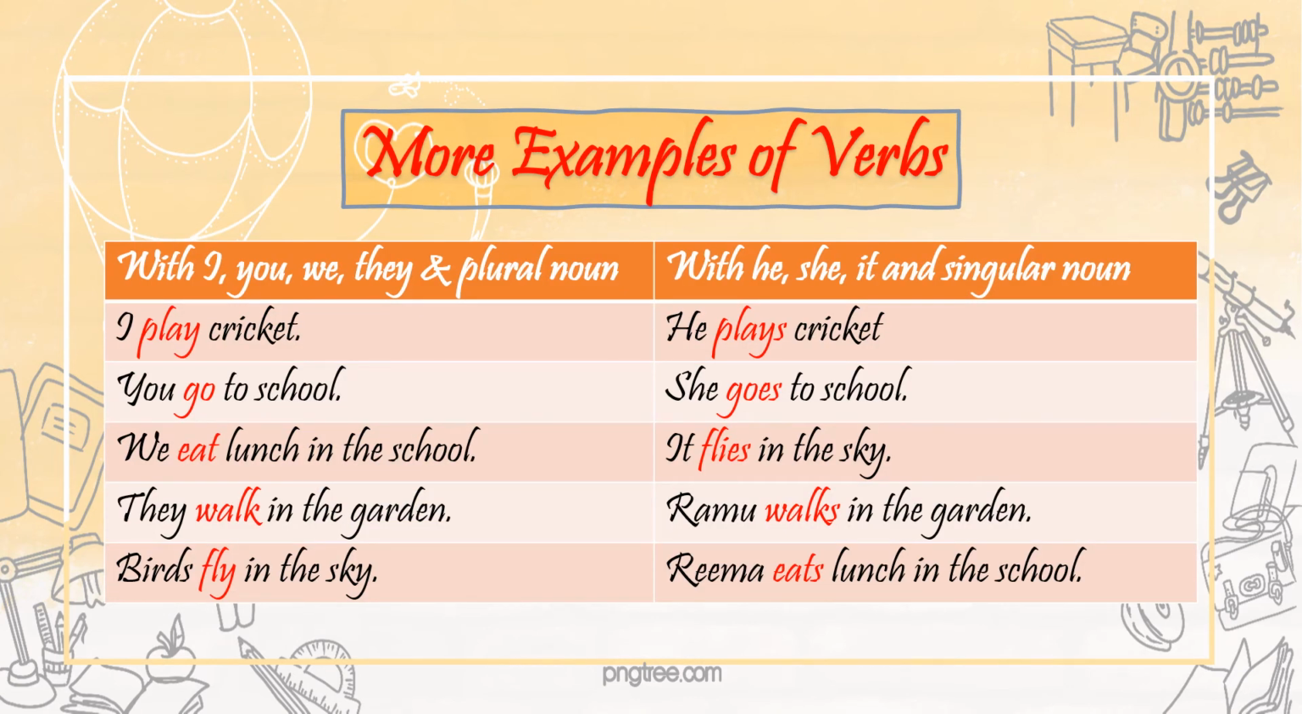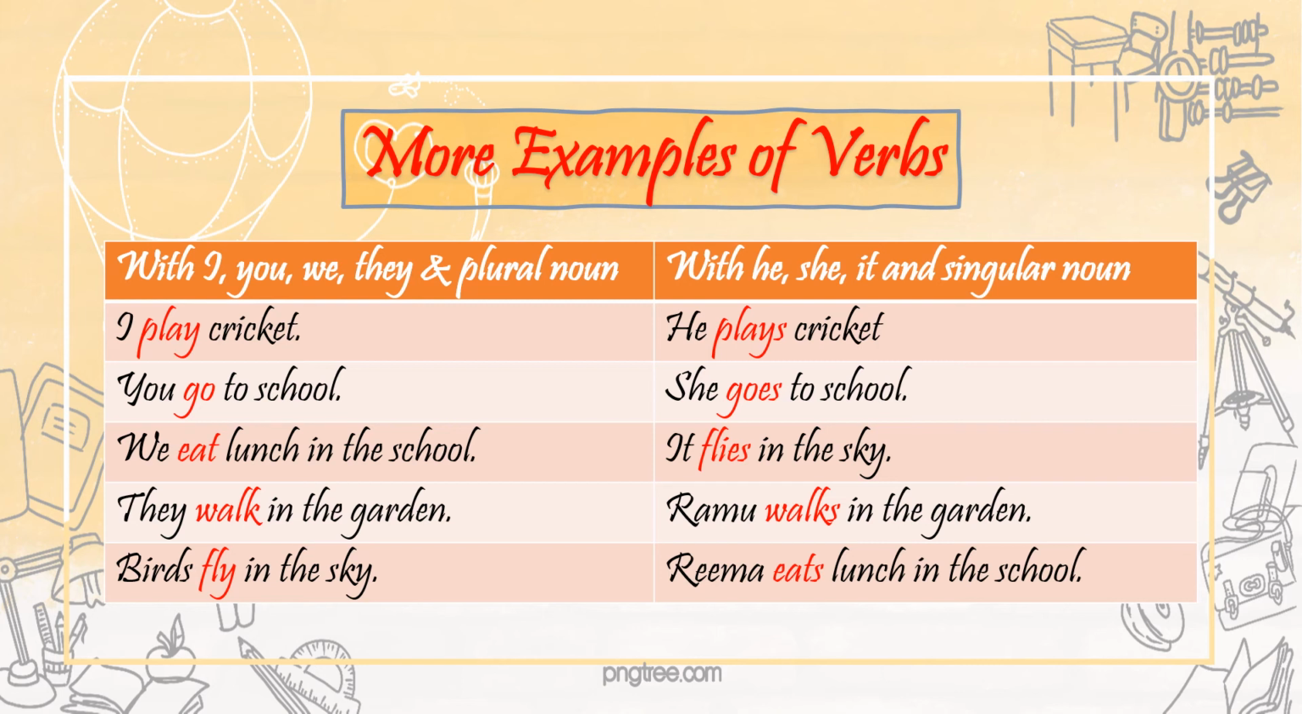We can summarize our learning here with point number 1. We do not add anything to the verb whenever it is used with I, you, we, they or plural nouns. For example, I play cricket, you go to school, we eat lunch in the school, they walk in the garden, birds fly in the sky. Here we have not added anything to the verb play, go, eat, walk and fly.